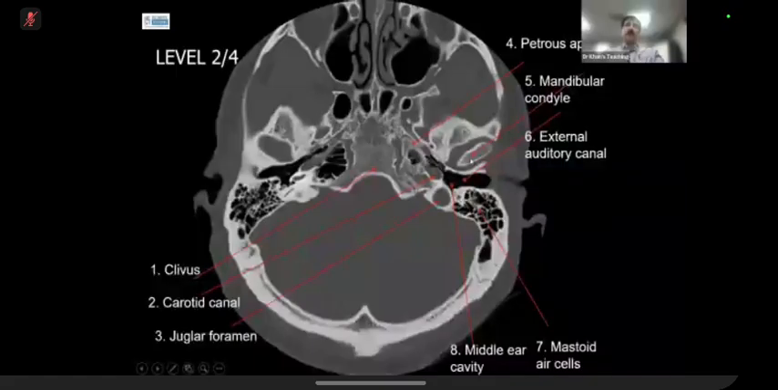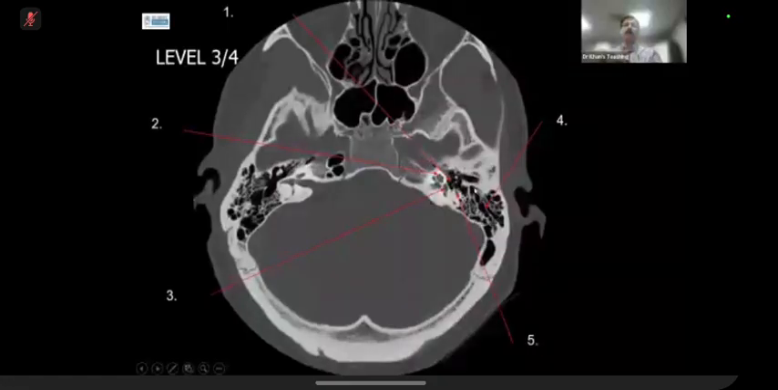And many a times it has come in the exam, they will show you an axial CT and the mandibular condyle is not sitting in this fossa. So there will be dislocation. On an axial CT, very easy to miss. So this should be part of your protocol.